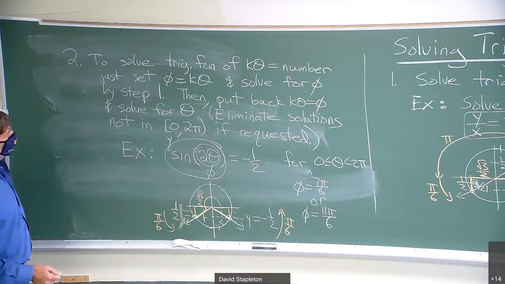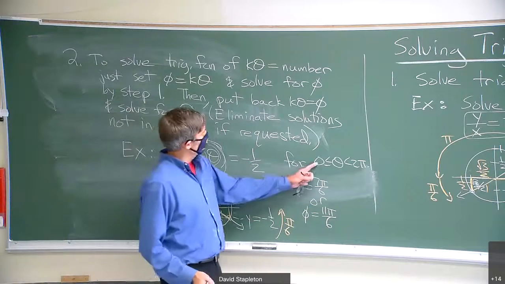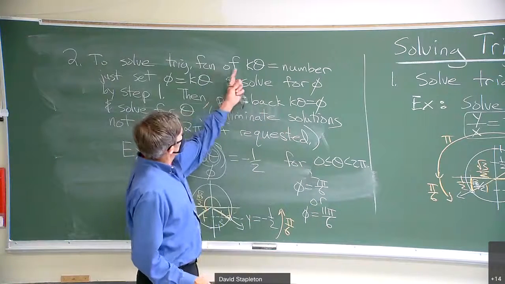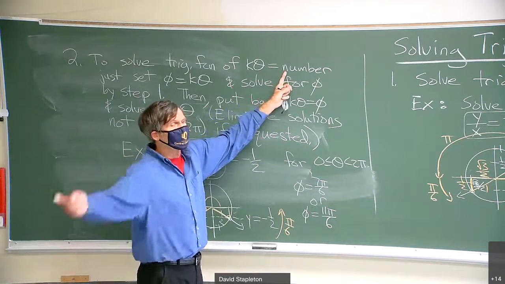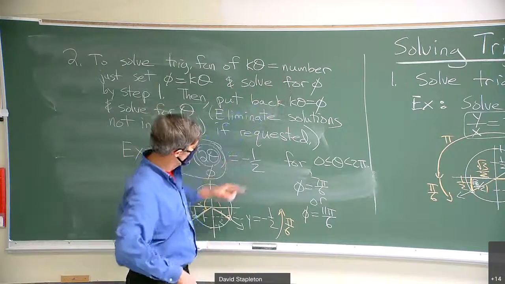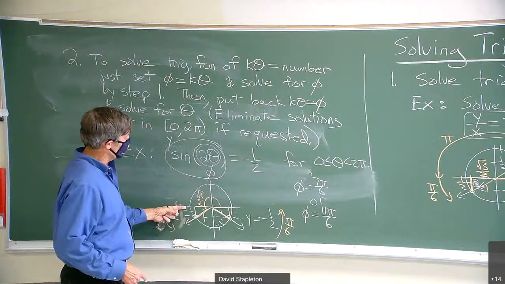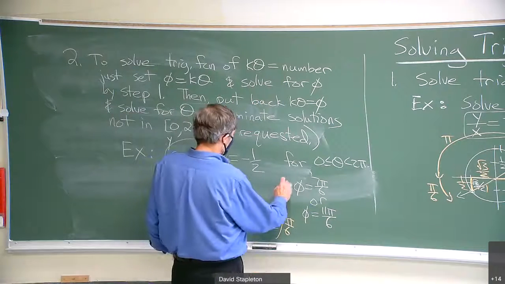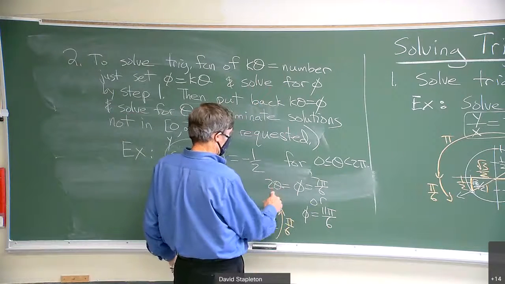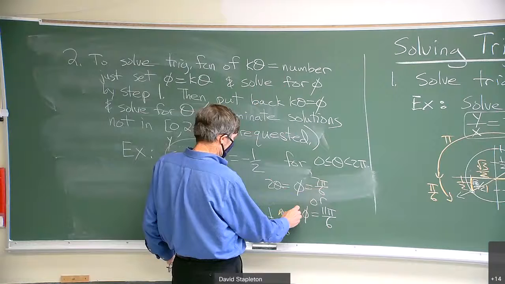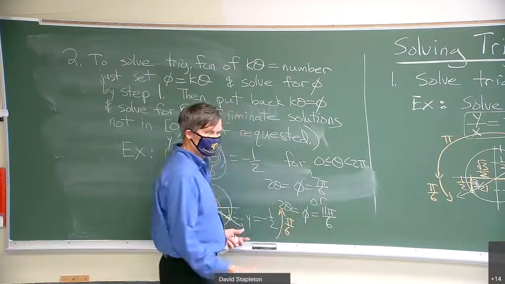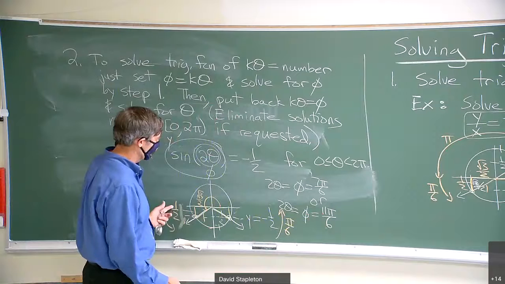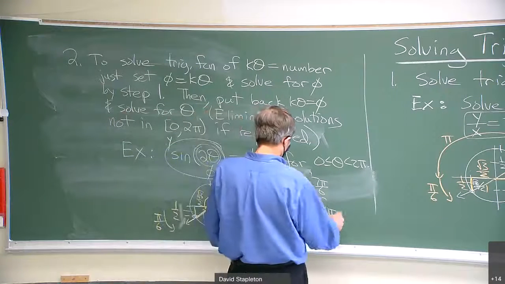But when you're restricted to one rotation like this for the problem, trig function of k theta equals a number, I say still find all solutions and then throw out the ones you don't want afterwards. And here's why. If I just take these two, I would say, oh, 2 theta equals this, it must be theta is 7 pi over 12. 2 theta equals this, it must be that theta can be 11 pi over 12. 2 solutions. Wrong, right?